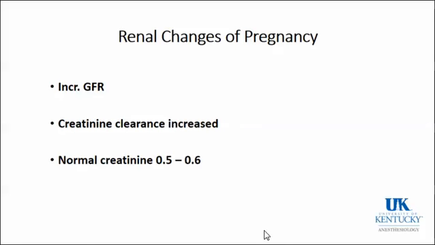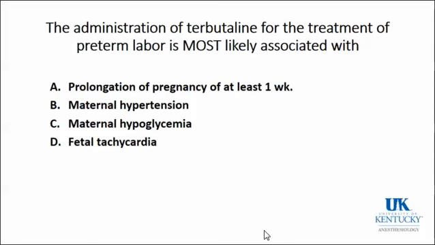Renal changes, you have an increase in your GFR, and as a result, your creatinine clearance is increased, so you should see a decrease in creatinine. A normal creatinine in pregnancy is going to be about 0.5 to 0.6. So if you have a preeclamptic patient with a creatinine of 1 or 1.1, if you looked at that in a non-pregnant patient, you'd say, oh, that's normal. That is not normal. That is a patient who's showing renal dysfunction as a result of her preeclampsia. So normal creatinine is going to be about 0.5 to 0.6.